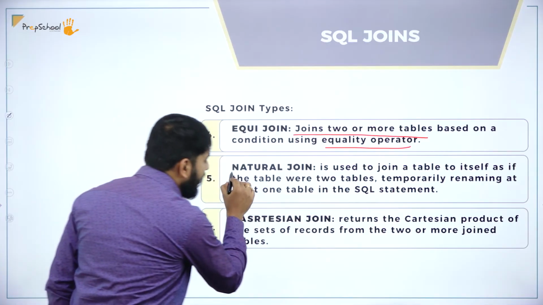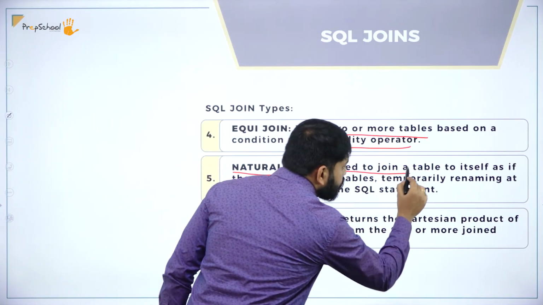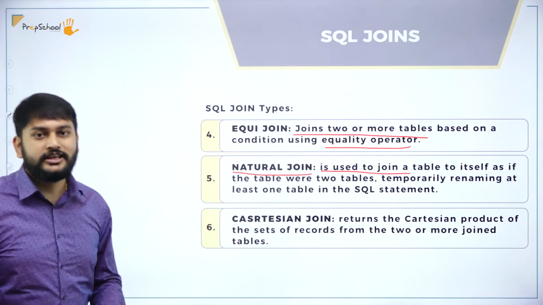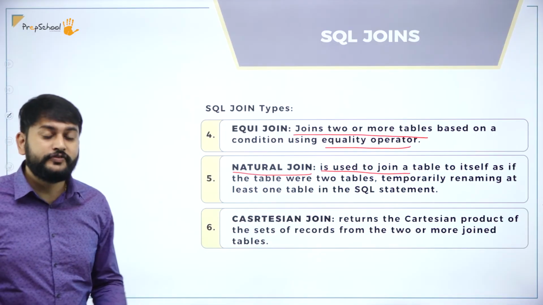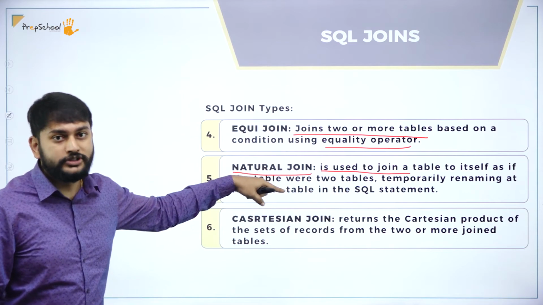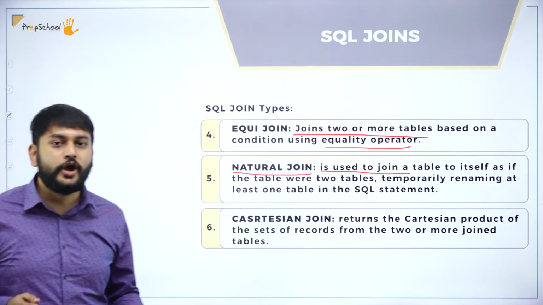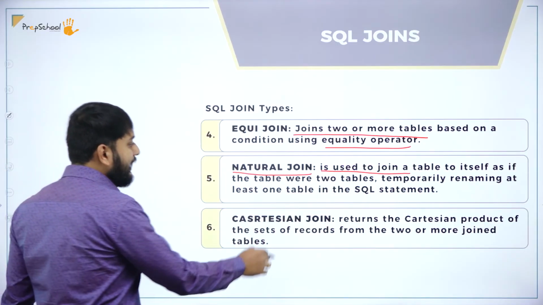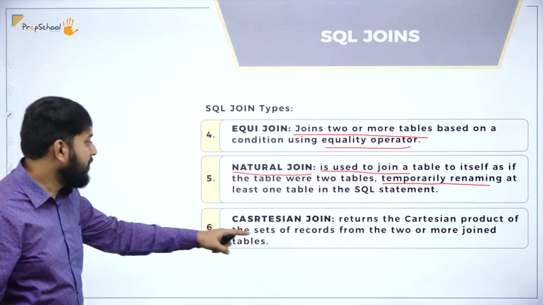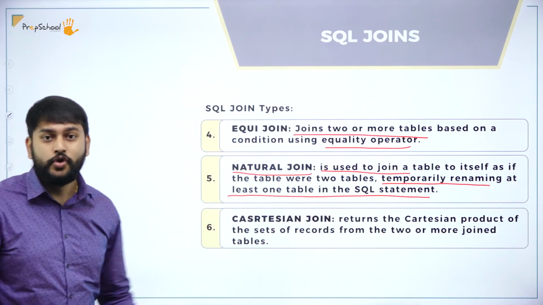What's the next one we have? We have the natural join. Imagine we are using this to join a table to itself. Whenever we are doing that, we will be using this join. After that, we will be renaming it temporarily, temporarily renaming at least one table in the SQL statement. That's what you have to understand.